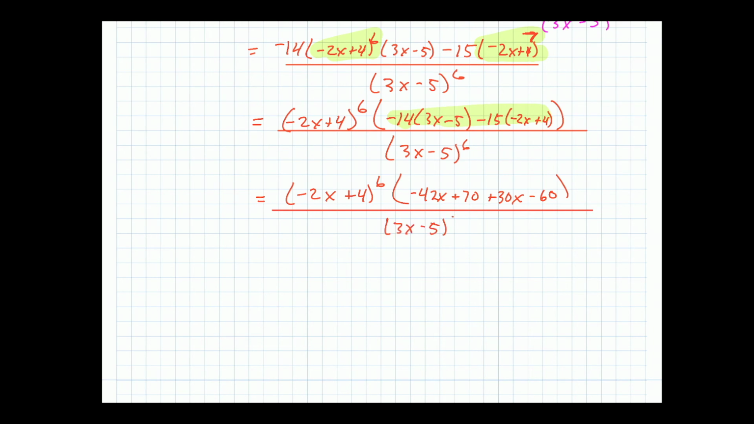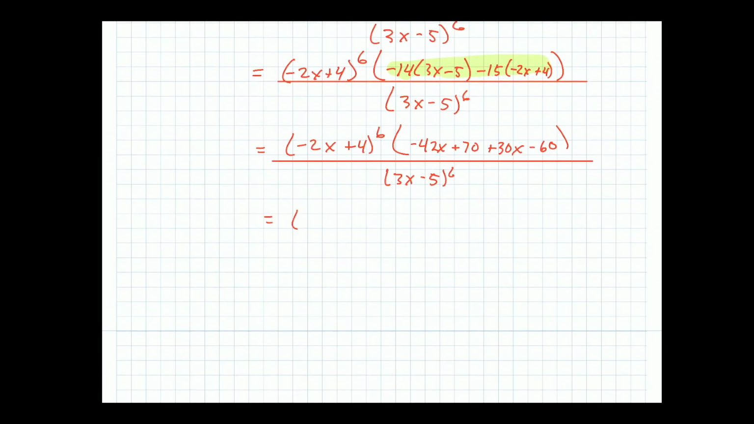3x minus 5 to the 6th. So, keep copying it. What do we got? Negative 42x plus 30x is negative 12x. 70 minus 60 is plus 10. 3x minus 5 to the 6th.